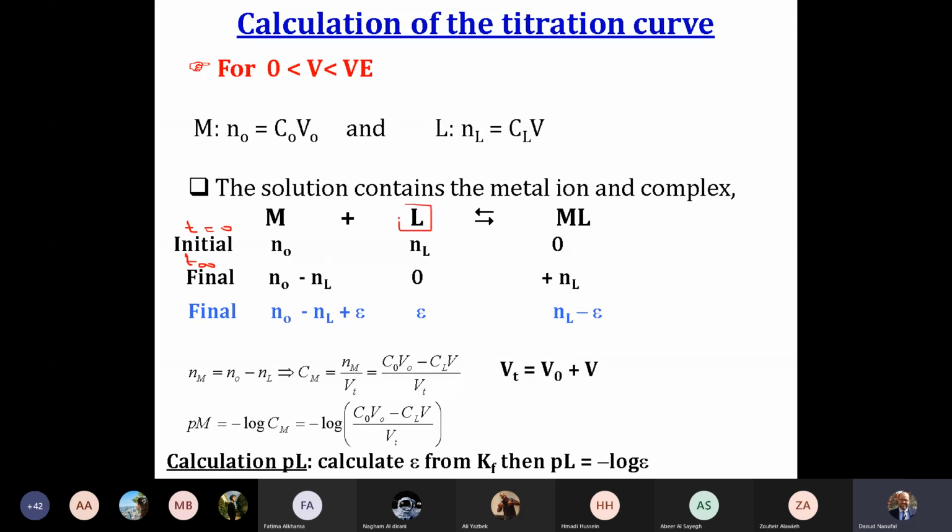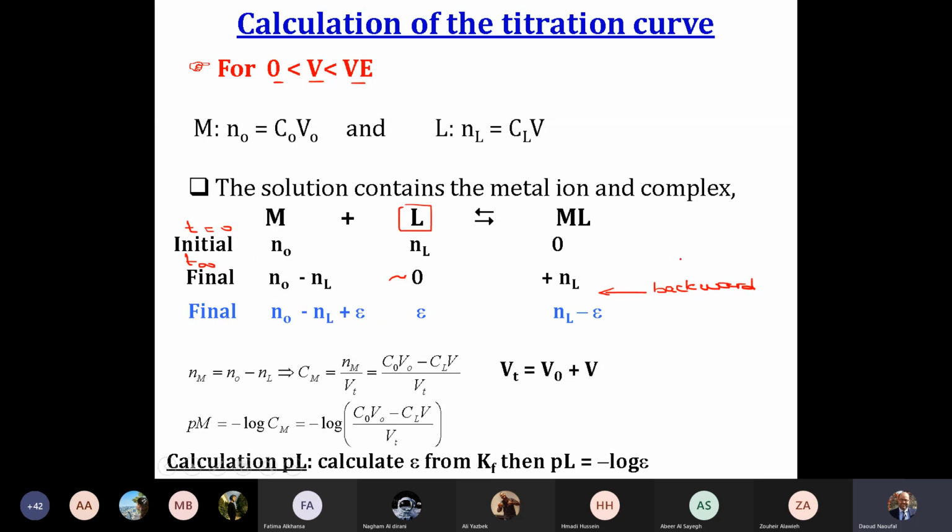So L is limiting since the volume added is before V equivalence. Okay, so the quantity of M remaining: 1 M will react with 1 L. So NL reacts completely. The number of moles of M remaining at t equals infinity is N0 minus NL. The quantity of L is practically 0 since L is limiting, and ML is equal to NL. Therefore, the reaction will proceed backward. So ML will be NL minus epsilon, L will be epsilon, and M will be N0 minus NL plus epsilon.